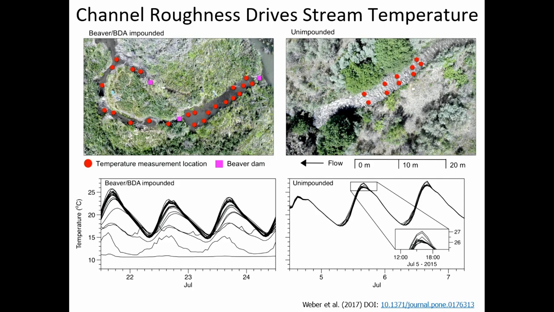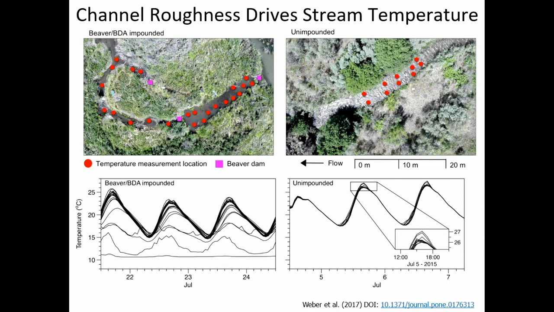Here is a system, the same system, where hydraulic roughness is providing cooling, is providing temperature mitigation. There's no pathway for using this tool to mitigate for temperature for TMDLs under the Clean Water Act. So here's a riffle in this stream. A bunch of the red dots are temperature loggers.